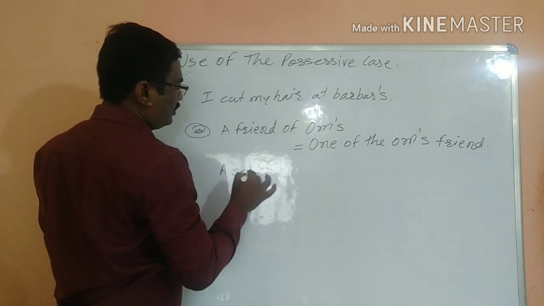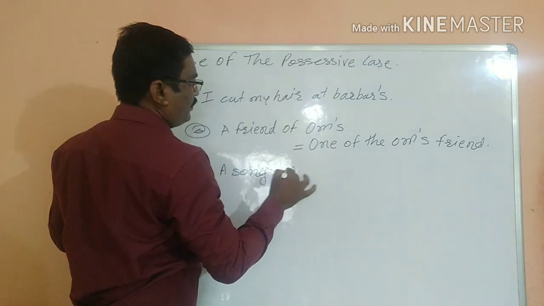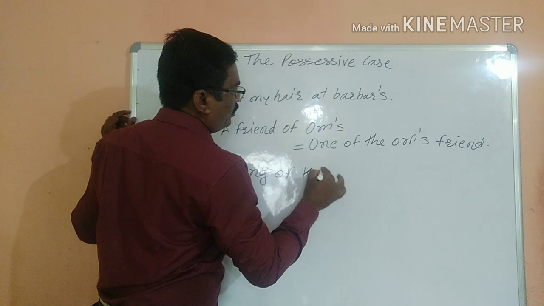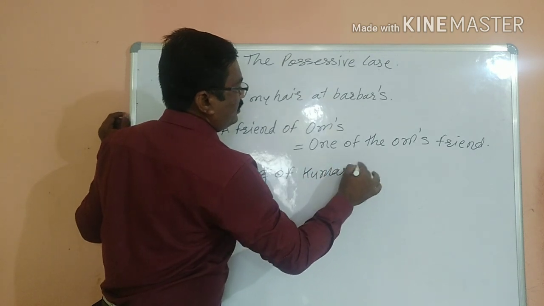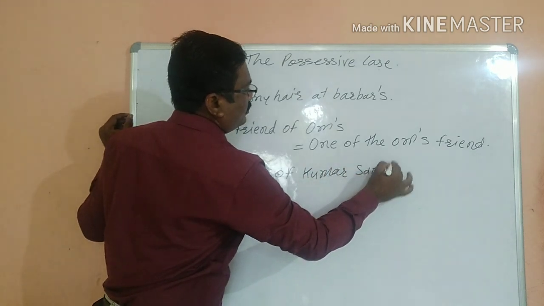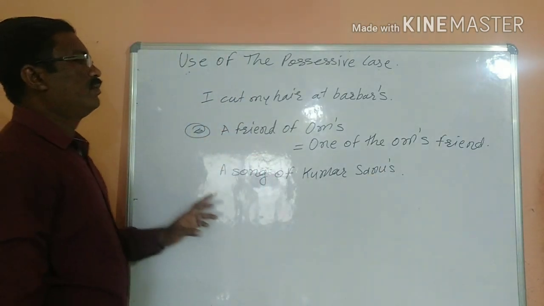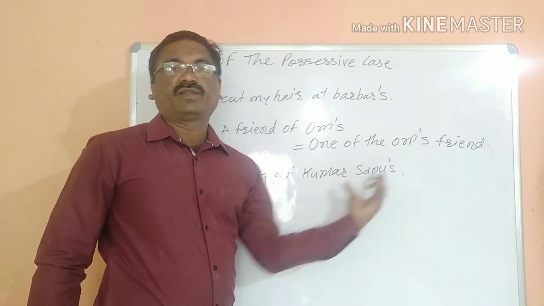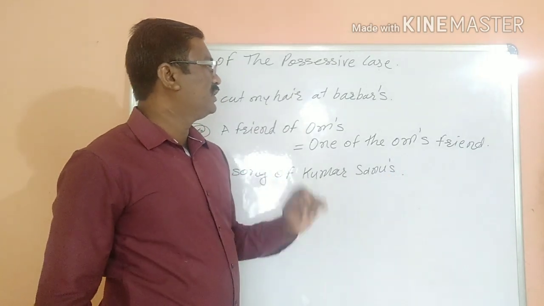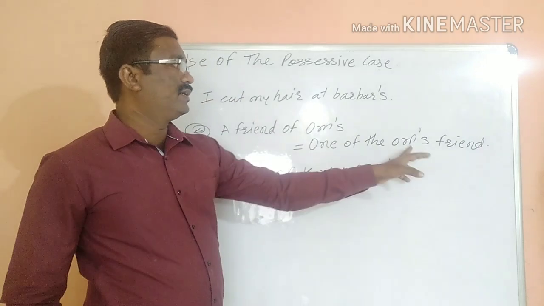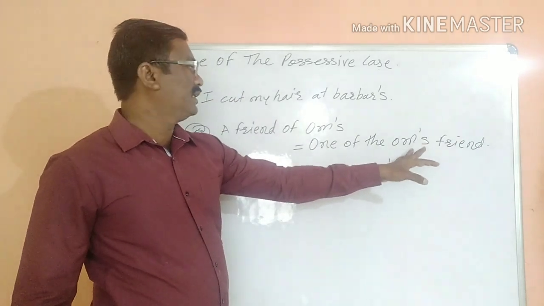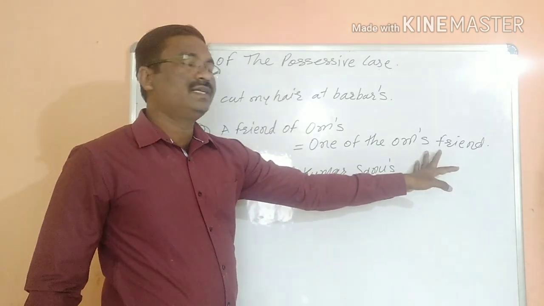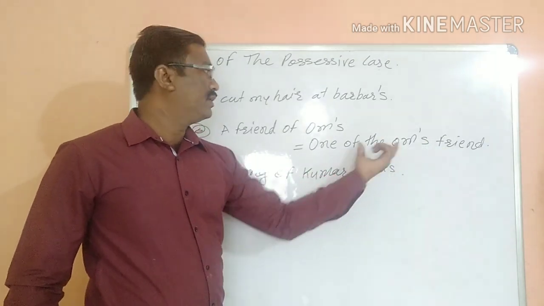A song of Kumar Sanu's. A song of Kumar Sanu's means what? One of the songs of Kumar Sanu. Just note that the last word we are using here is a human being. That is a living thing, not a thing.